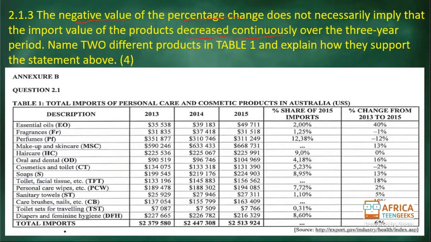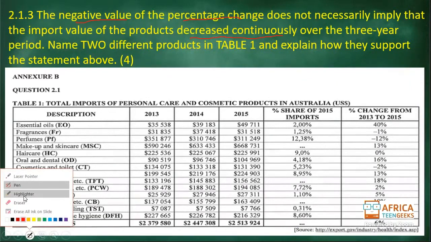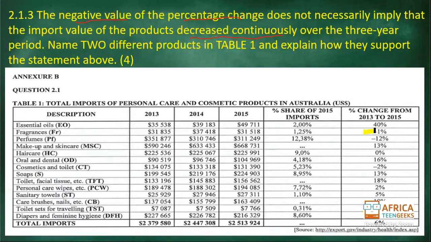We need to look at the table and find the products that support the statement. How we'll get to the answer is we look at the negative values. Those ones will give us the direction. Which ones have negative percentage changes? These ones: 1, 2, 3. Those 3 have the negative values, as we've stated there, the negative value of the percentage change. So that's where you start.